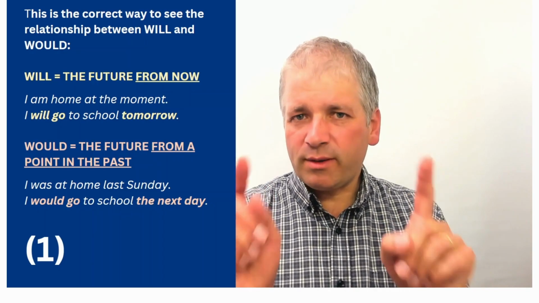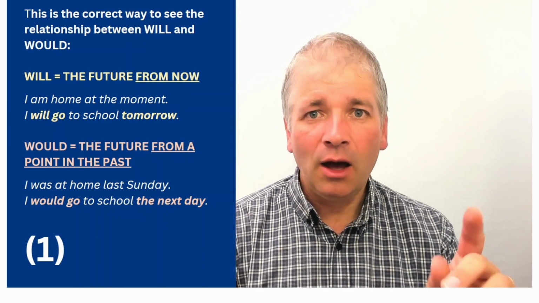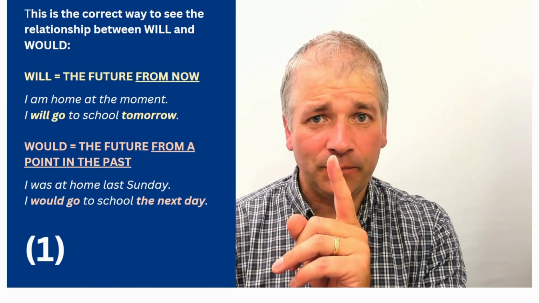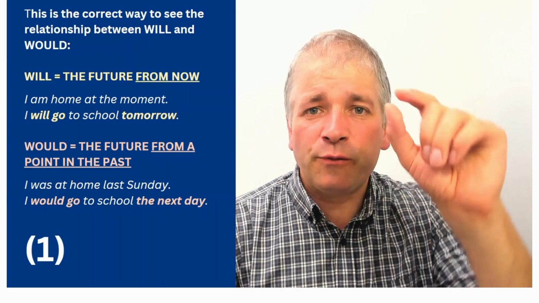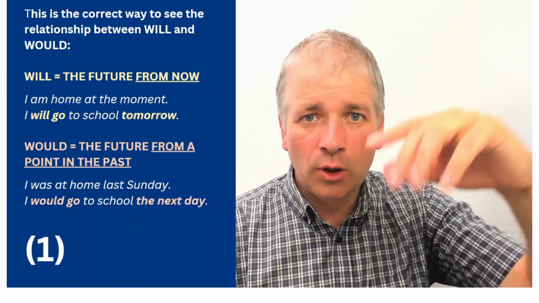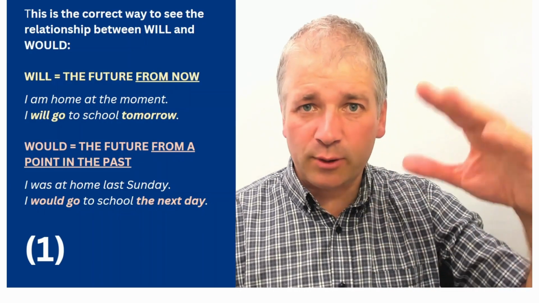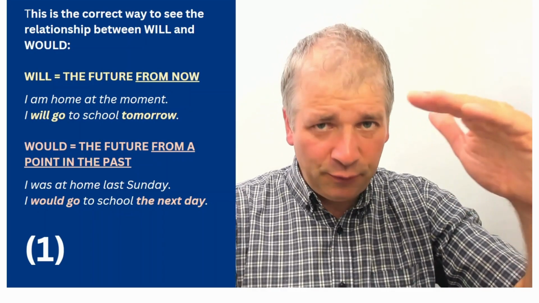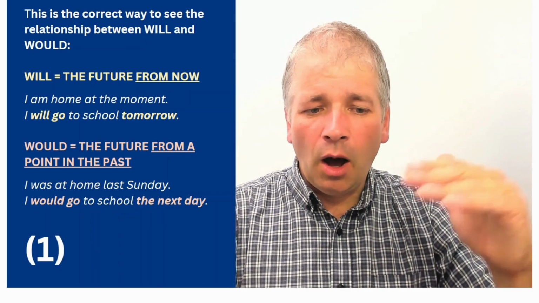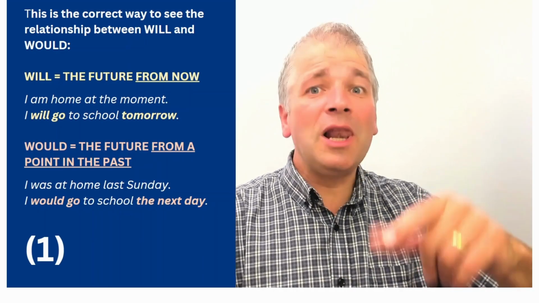So what's happening here? Well, both will and would here are describing the future. But it's the future from a particular point. Will from now, would from a point in the past. So I will go to school tomorrow is the future from now. I would go to school the next day is the future from last Sunday.